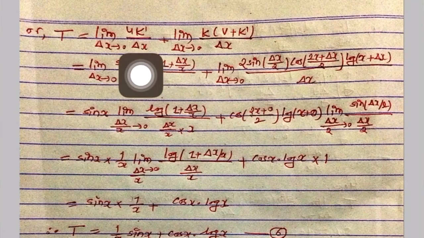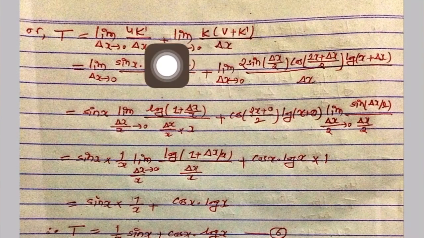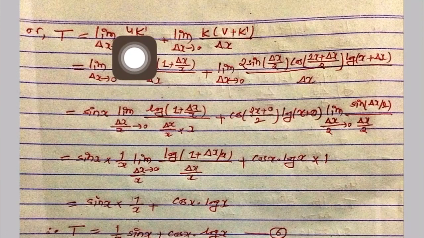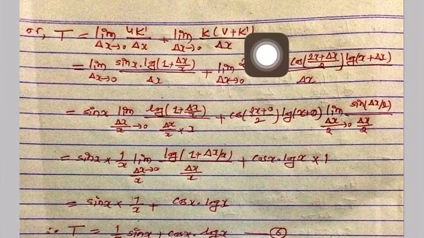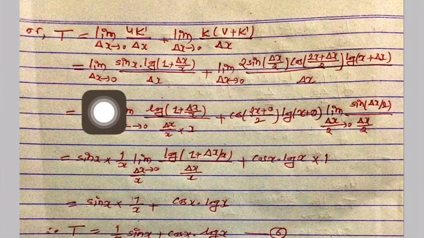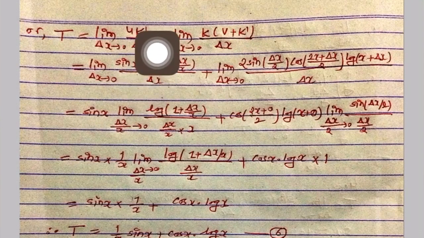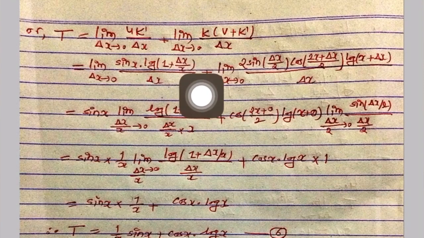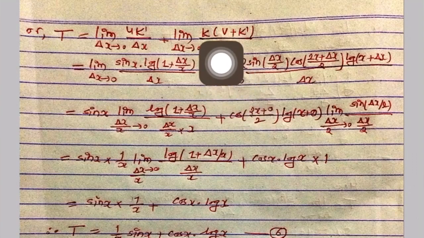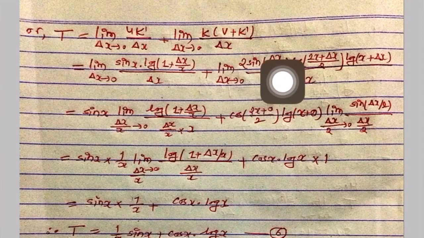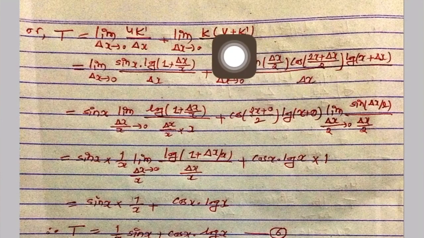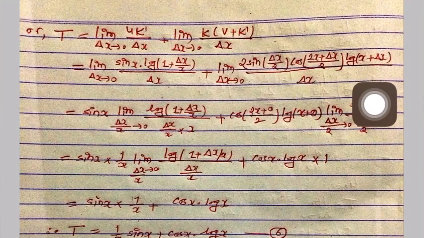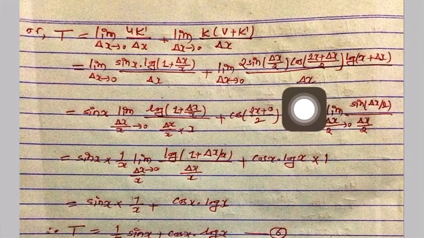Okay. In the next line we can write limit del x tends to 0. Here del x is separated into two terms: limit del x tends to 0 of uk prime divided by del x, plus limit del x tends to 0 of k times (v plus k prime) divided by del x. And u is sin x, k prime means log of 1 plus del x by x, and there is del x, plus limit del x tends to 0, k means 2 times sin del x by 2 cos of 2x plus del x by 2, and v plus k prime means this is log of x plus del x, whole divided by del x is there.